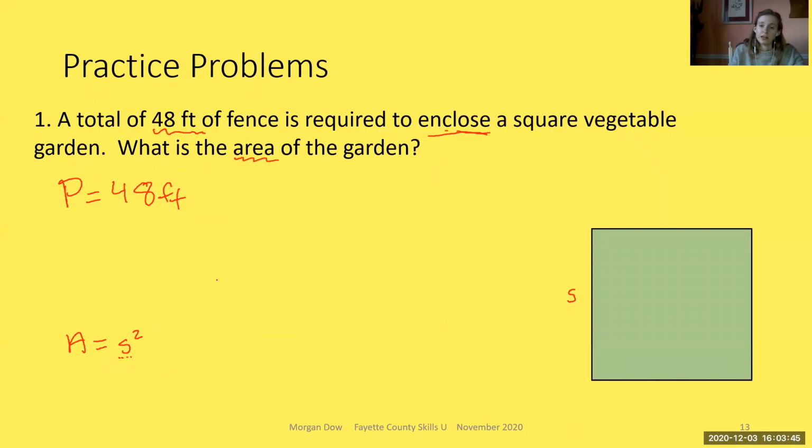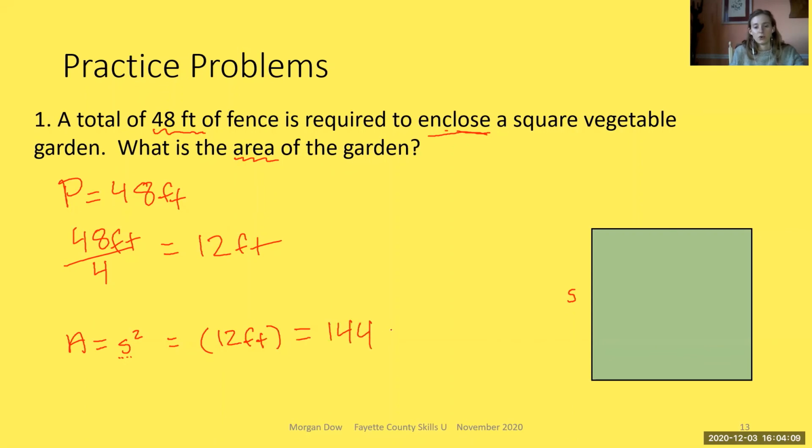So I'm going to use my 48 feet to figure that out. I've got 48 feet all the way around. If I divide that by my 4 equal sides, that tells me it's 12 feet per side. So now I can calculate my area. I get 12 feet squared, which is 144 square feet. So this vegetable garden has a perimeter of 48 feet, and it has an area of 144 square feet.